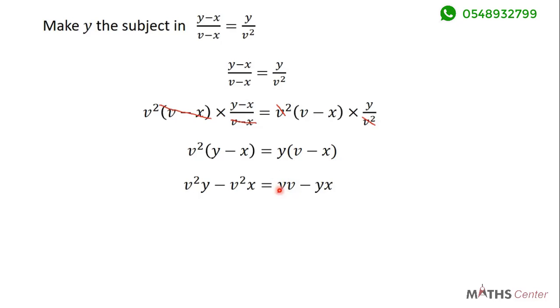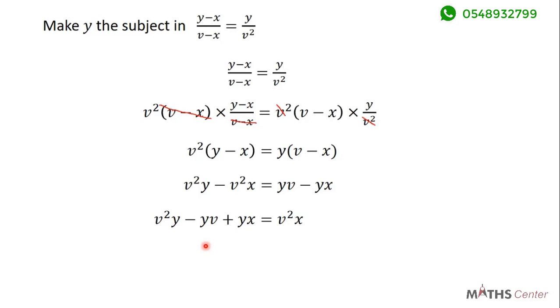So I'm going to take yv from this side and bring it over here. I will take yx from this side and bring it over here. Then I will send v squared x over there. Okay. So that will give us v squared y minus yv plus yx is equal to v squared x. Remember that when a term crosses the equal to sign, the sign of the number changes. When it's negative, it becomes positive. When it's positive, it becomes negative.